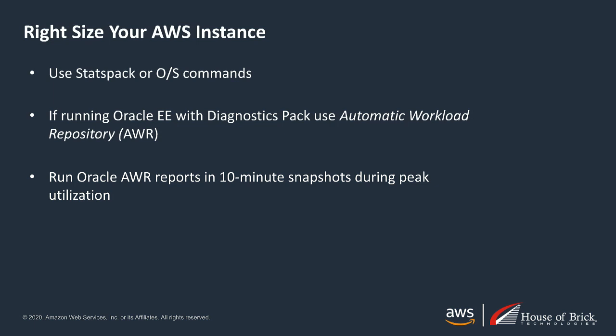If you do run Enterprise Edition and are licensed for the Diagnostics Pack, the easiest way to do this is to run AWR, the Automatic Workload Repository, and run it at 10-minute intervals over a 7-day period, if you can. The longer you can run it, the more accurate the measurements will be. That way you're able to see the average CPU utilization, but also spikes that can then be leveraged for right-sizing. All of these are done to help you right-size and find how your workload is currently working so you can choose the right instance for your database when moving it over to AWS.